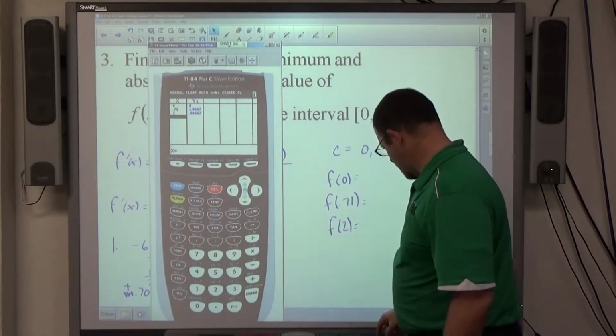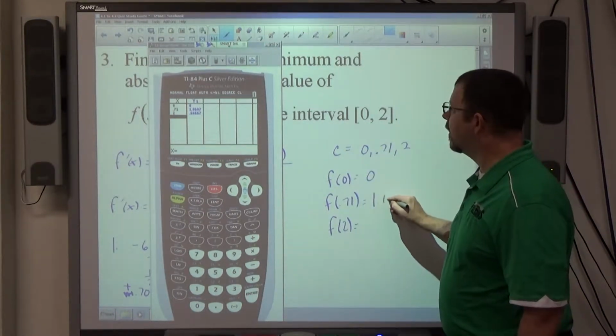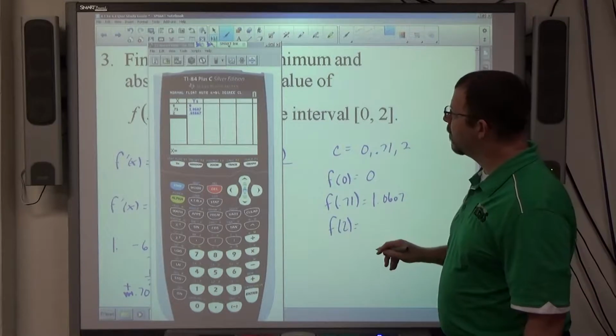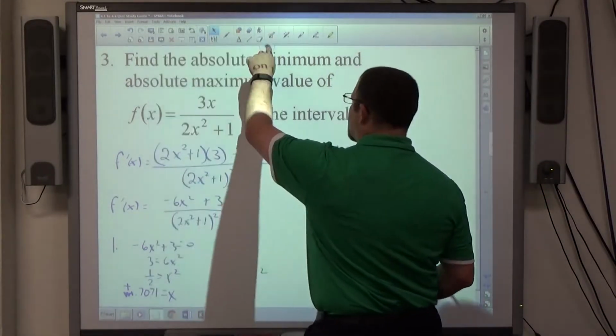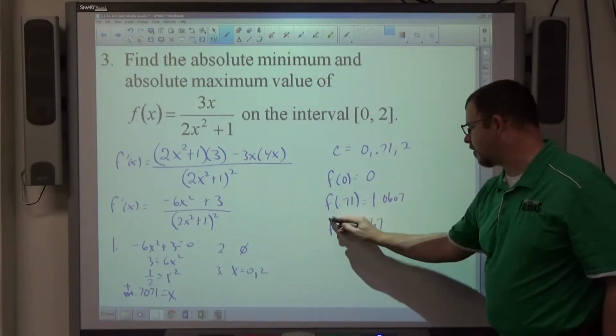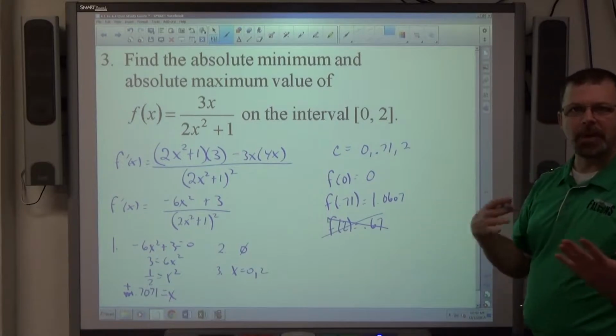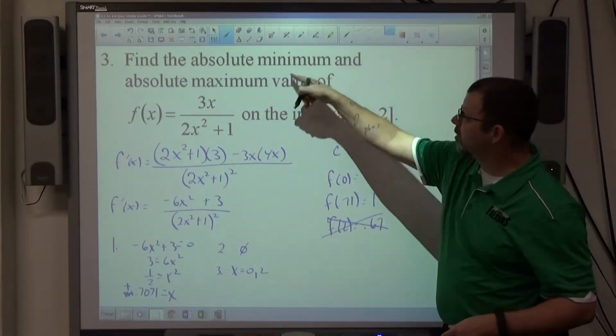And we get 0, 0.71, 1.0607, and 2 is 0.67. So, looking at my 3 results here, 0 is the smallest, 1.0607 is the biggest. That's in the middle, so that would be a local minimum probably, but we don't care about locals, we're just looking for absolute.